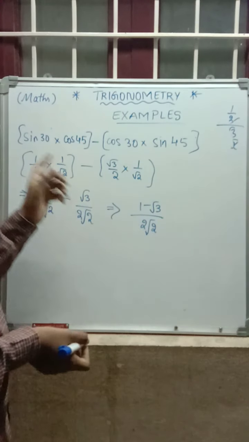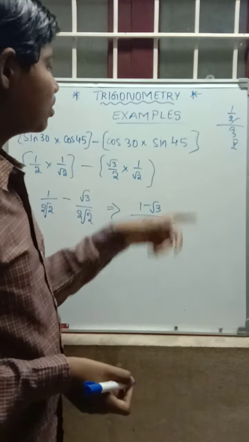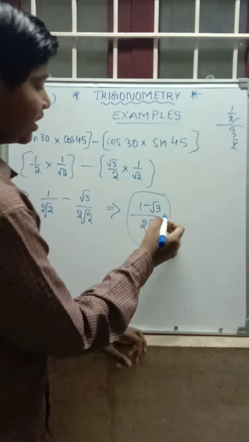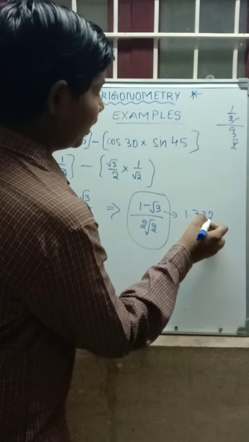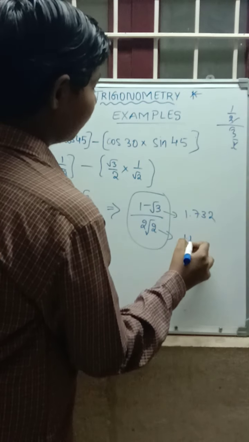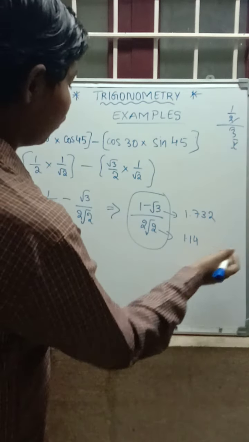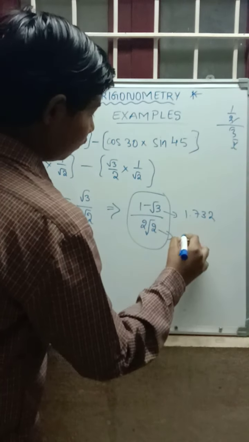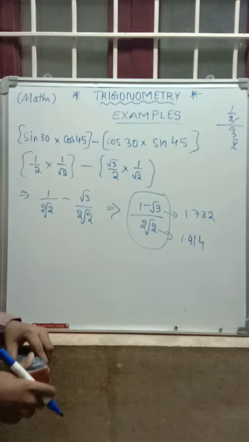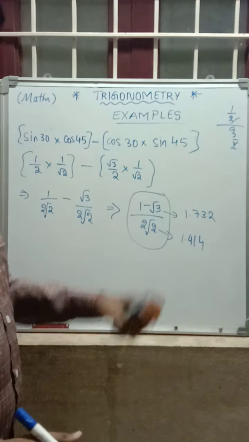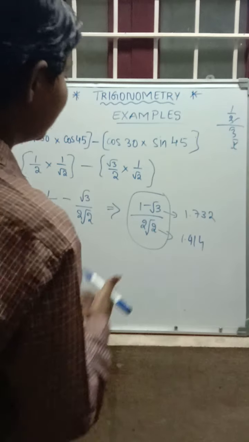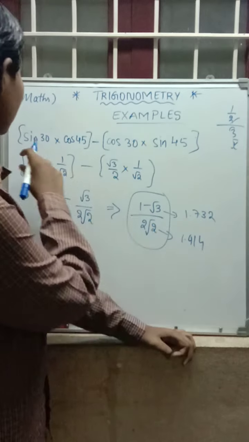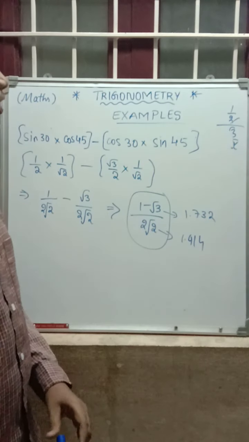This is the answer for sin 30 cos 45 minus cos 30 sin 45. Here root 3 value and root 2 value we can do. Root 3 value is 1.732 and root 2 value we can take as 1.414. If we substitute the values we will get the decimal value, but 1 minus root 3 by 2 root 2 is the answer for sin 30 cos 45 minus cos 30 sin 45.